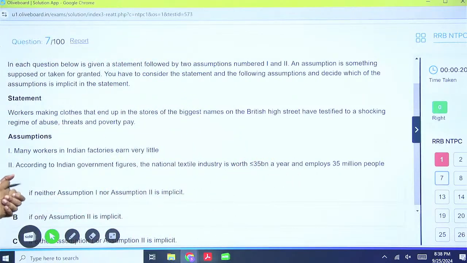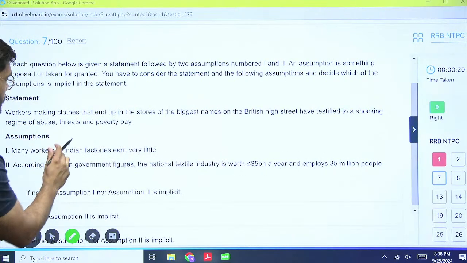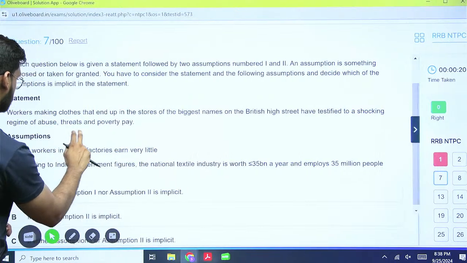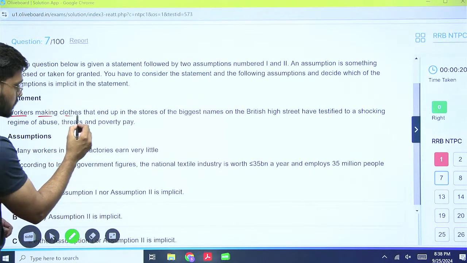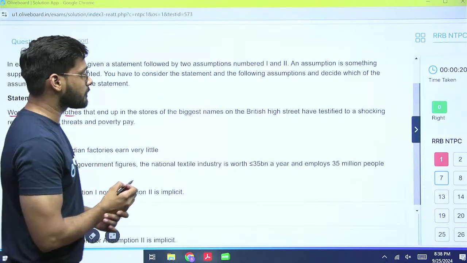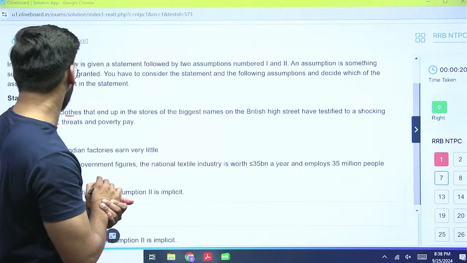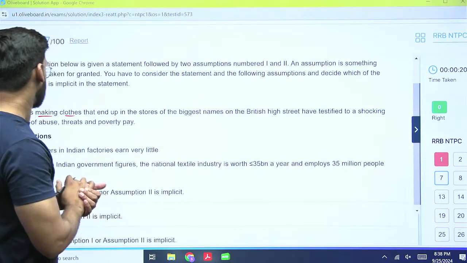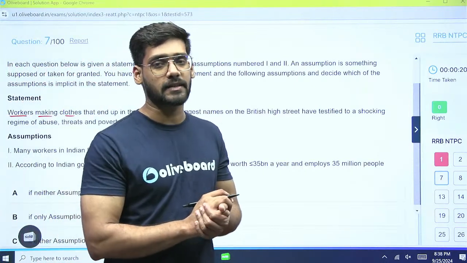What it is saying in the statement, we are given workers making clothes that end up in the stores of the biggest names on the British High Street have testified to a shocking regime of abuse, threats, and poverty pay. Now, I hope you all have got the scenario of the statement.